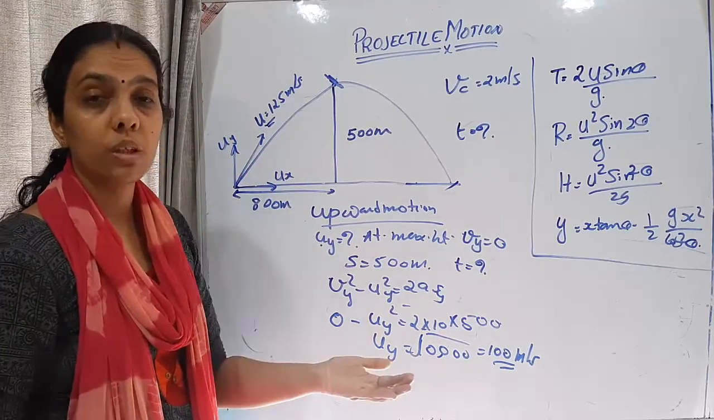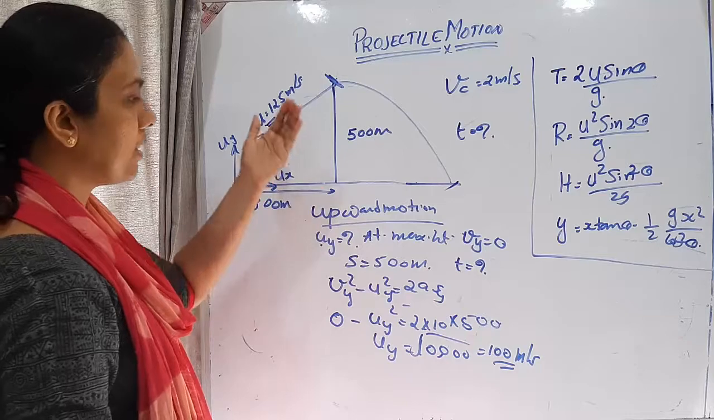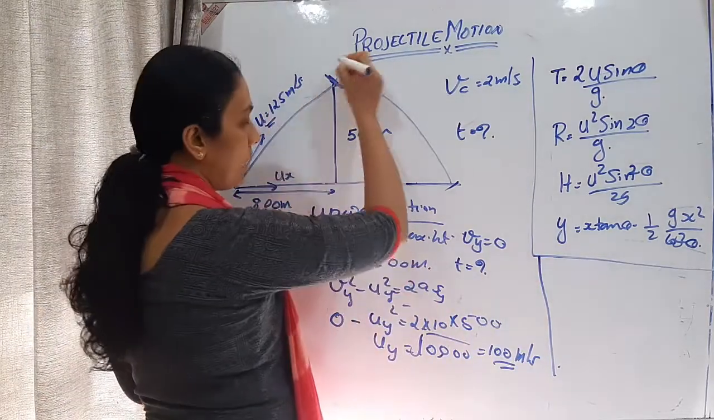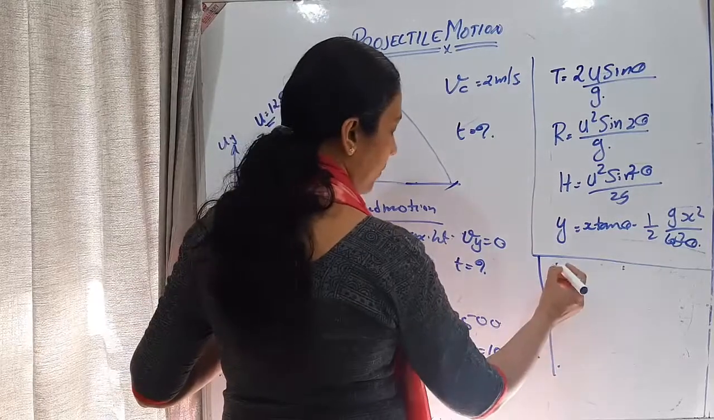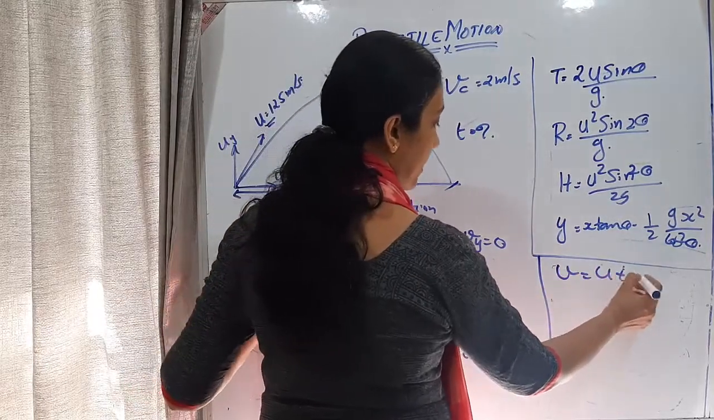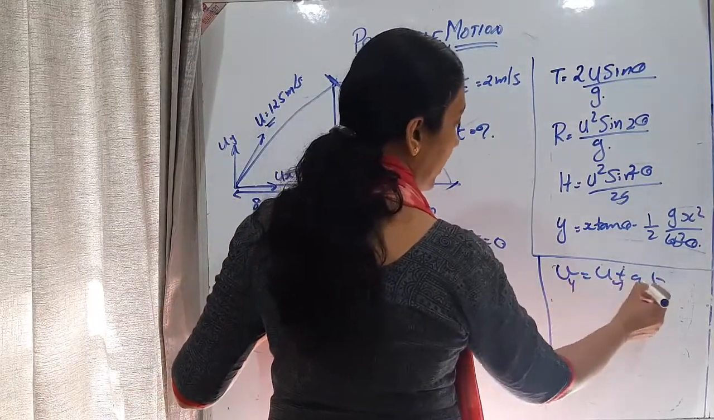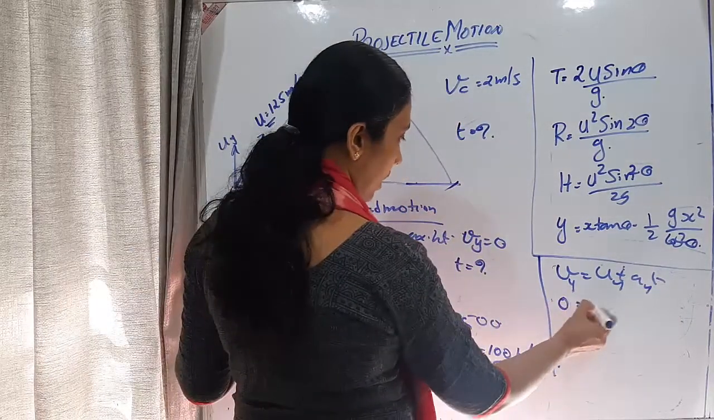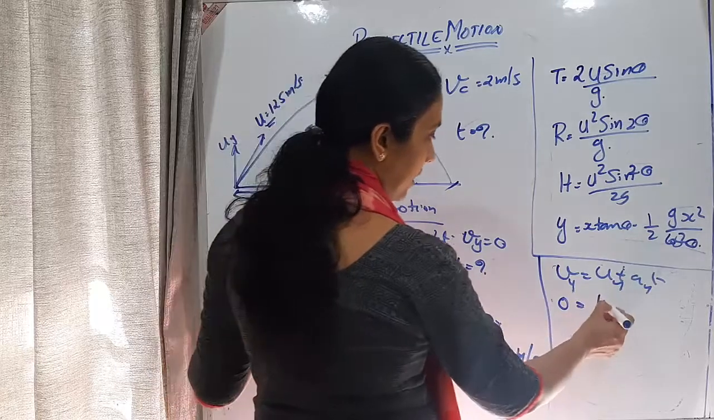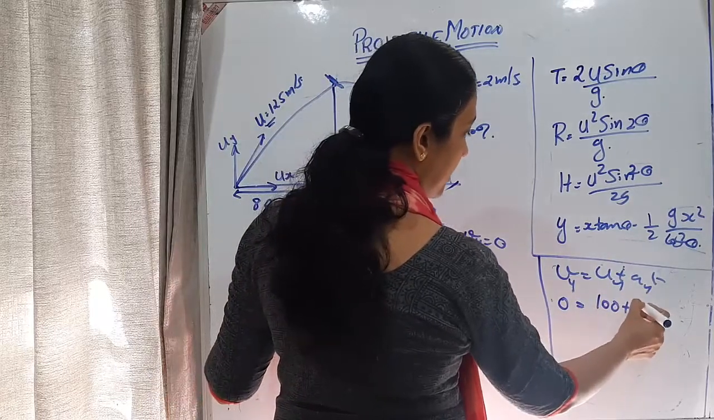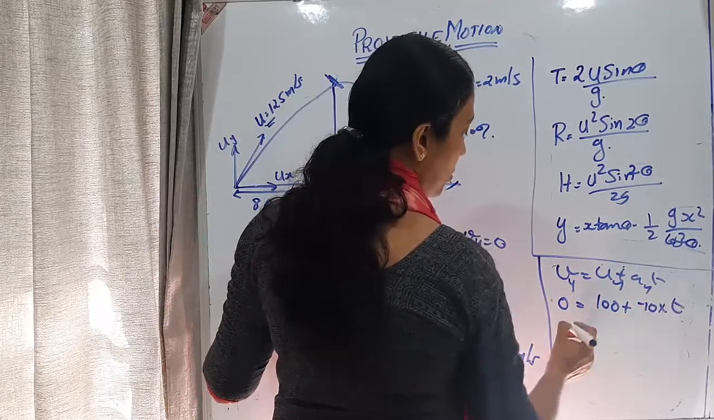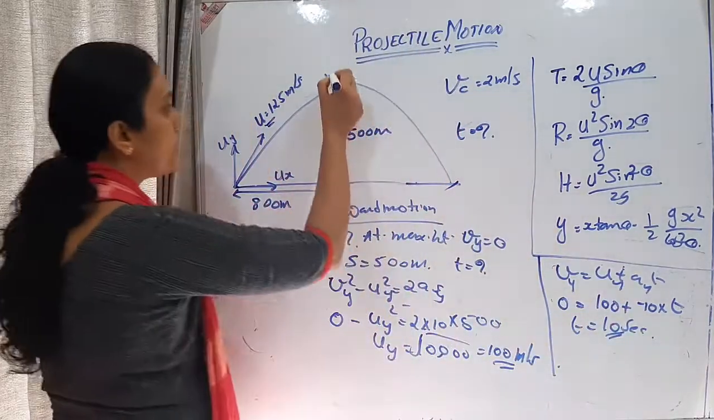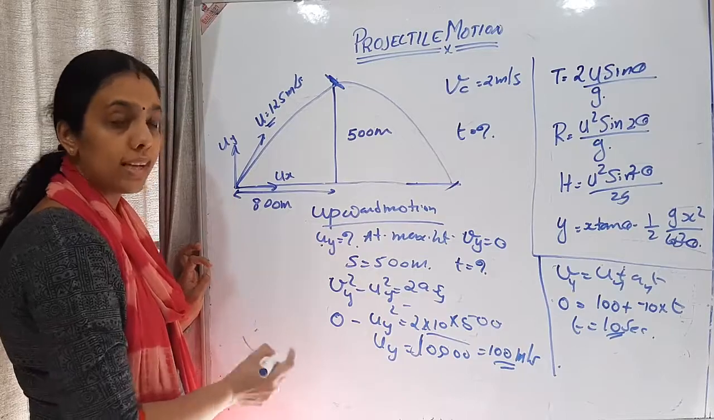Now we can find the value of the time required. How can we find the time required to reach this position? So here we can use v equals u plus at. So vy, uy, a, t. Here vy we got as 0, uy is 100, plus a is minus 10 into t. So t, we are getting it as 10 seconds. So the time required to reach this position is t equals 10 seconds.